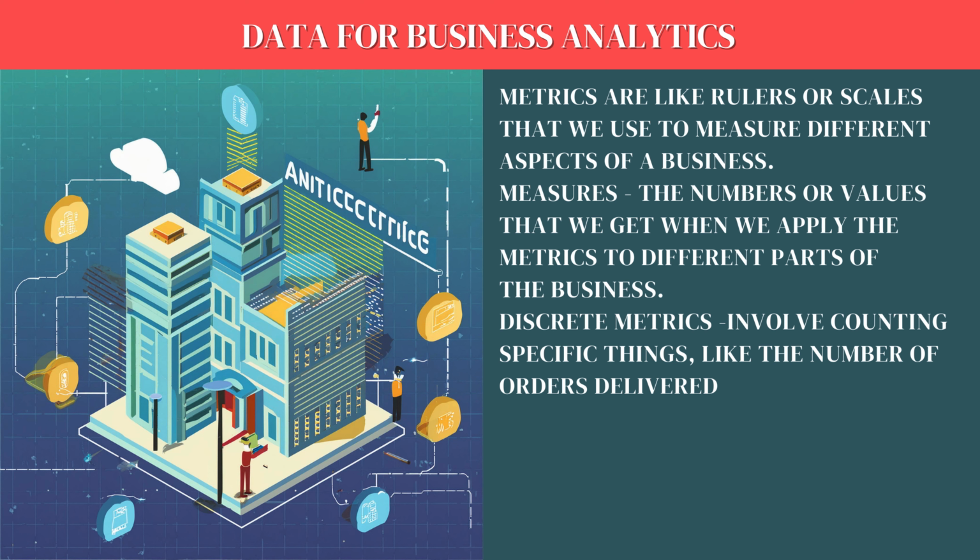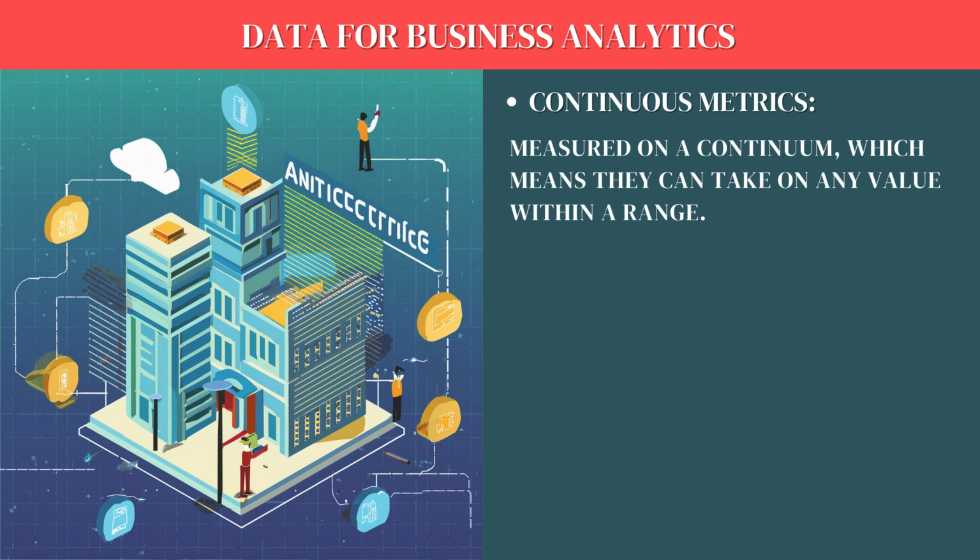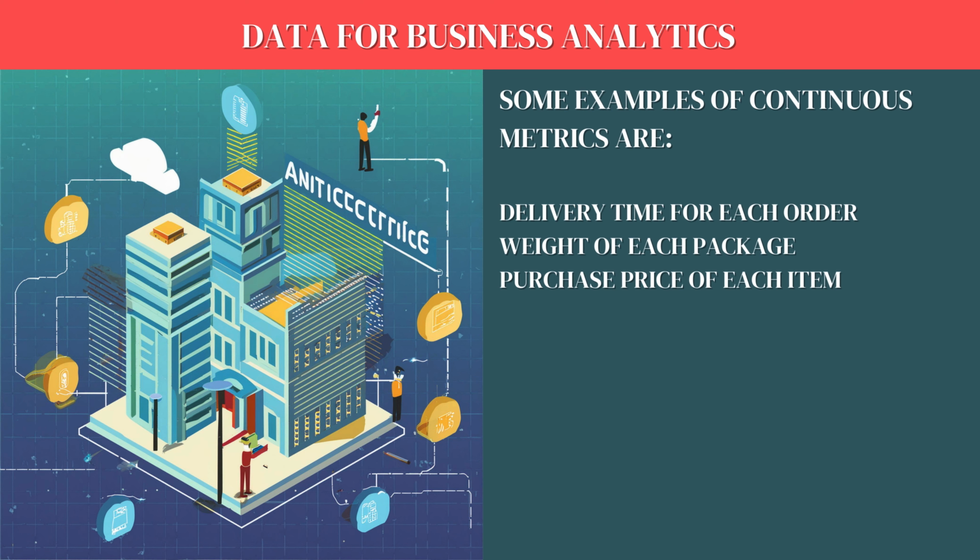Other metrics are measured on a continuum, which means they can take on any value within a range. These are called continuous metrics. For instance, the delivery time for each order is a continuous metric because it can be any number of minutes, hours, or days, not just a whole number. Some examples of continuous metrics are: delivery time for each order, weight of each package, purchase price of each item. These metrics can take on any value, not just whole numbers or categories.